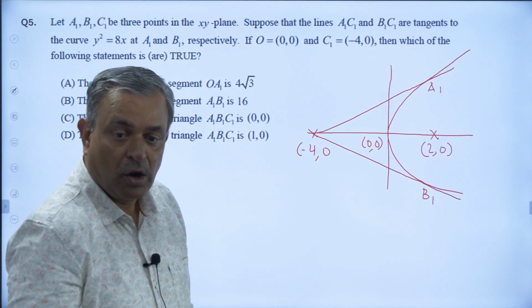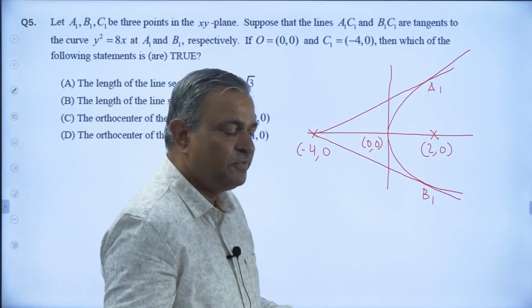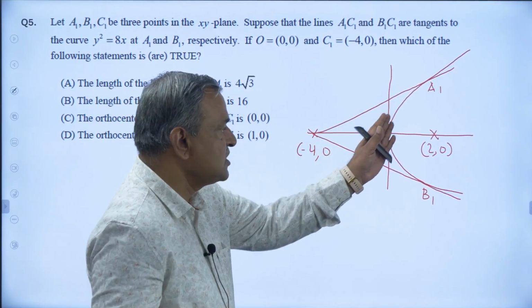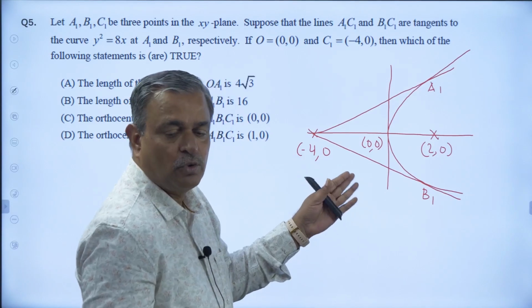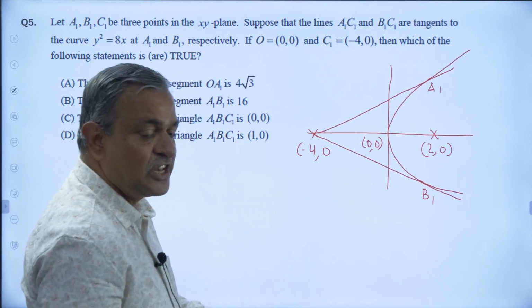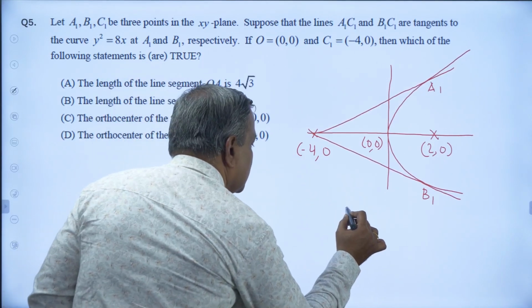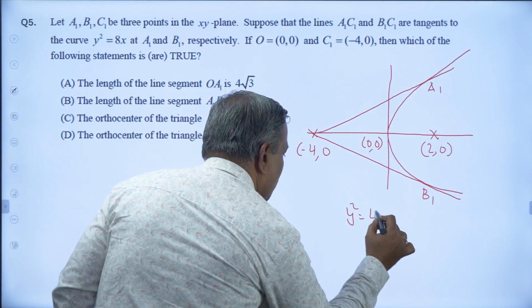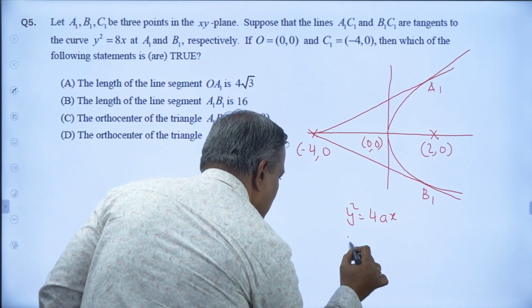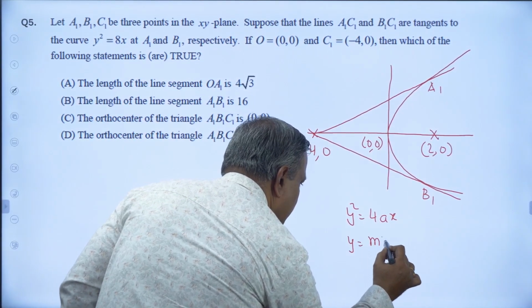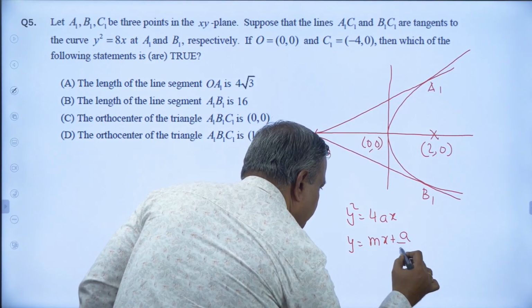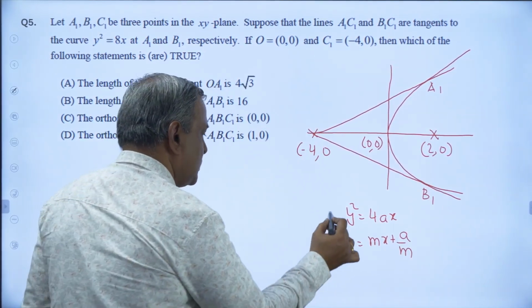Clear? Now, without any further delay, there are two tangent equations, so they pass through minus 4 comma 0. The tangent equation for y square is equal to 4ax is y is equal to mx plus a by m. This is the tangent equation. This is the concept.